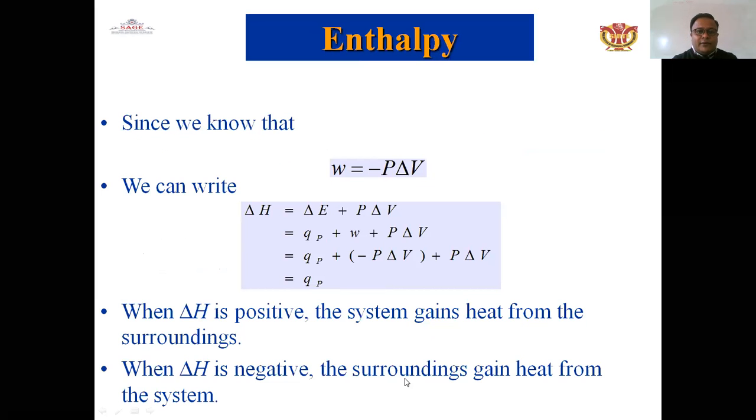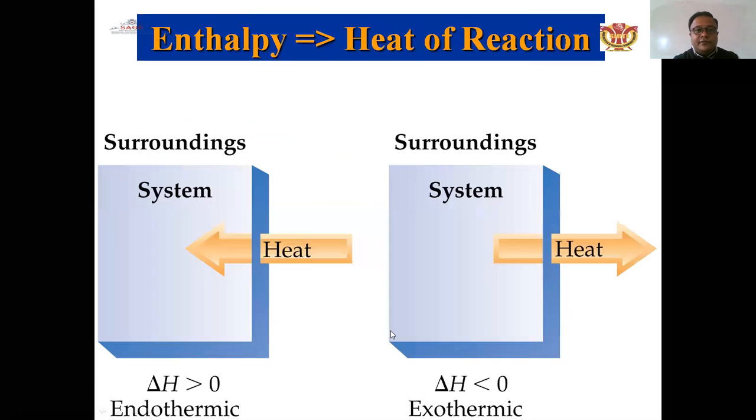And this enthalpy can be represented in another manner: delta H equals delta E plus P into delta V, where when delta H is positive, the system gains heat from the surroundings. यदि एंथैल्पी चेंज ऑफ एंथैल्पी पॉजिटिव है तो सिस्टम हीट गेन कर रहा है सराउंडिंग से. यदि डेल्टा एच नेगेटिव है, चेंज ऑफ एंथैल्पी नेगेटिव है, तो सराउंडिंग को हीट दे रहा है या बोला चाहिए सिस्टम से सराउंडिंग की तरफ हीट जा रही है.